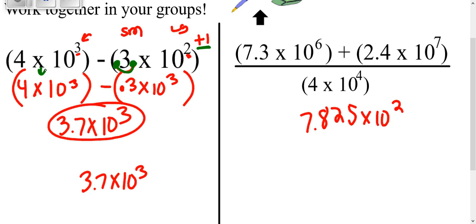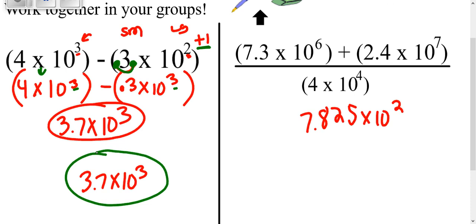So then I just bring down the 4 times 10 to the third, and I have the exponents the same. Now I could just subtract 4 minus 0.3, and you get 3.7 times 10 to the third, which is the answer. But if you just put this in the calculator, you get this answer right here. All right.